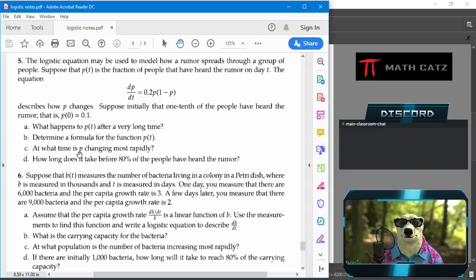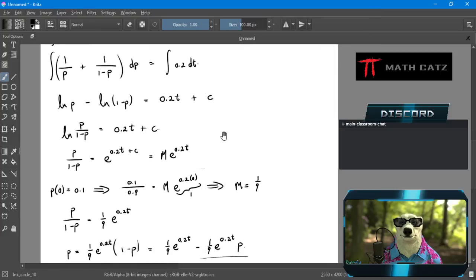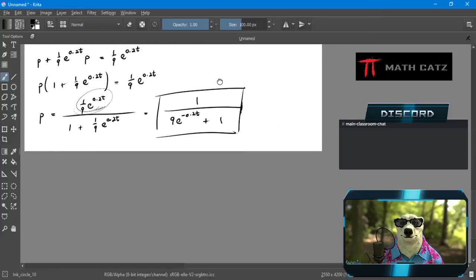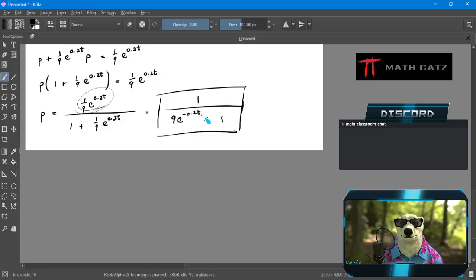At what time, okay, we're going to get to that in a second. I'm going to do the D one first. How long does it take before 80% of the people have heard the rumor? Well, I have the function. It's not a challenge, is it? It maybe looked like a challenge to get to this function, but now that I have the function, I can answer whatever question you want.